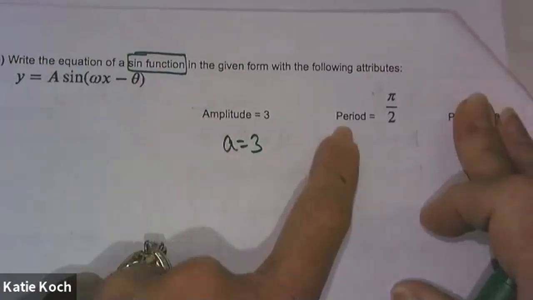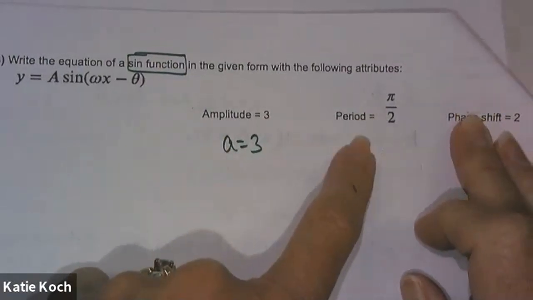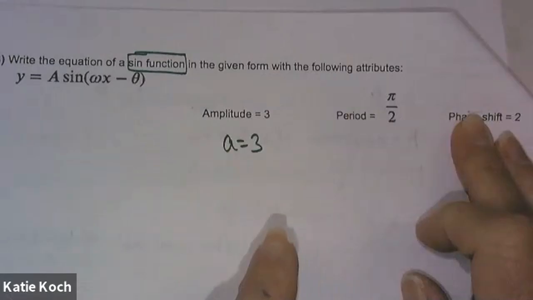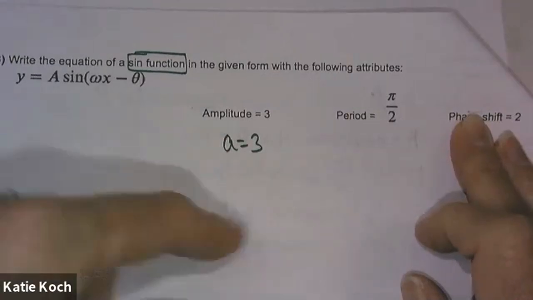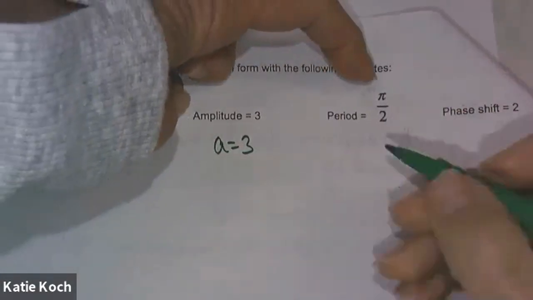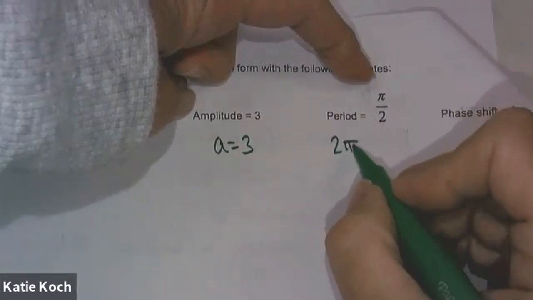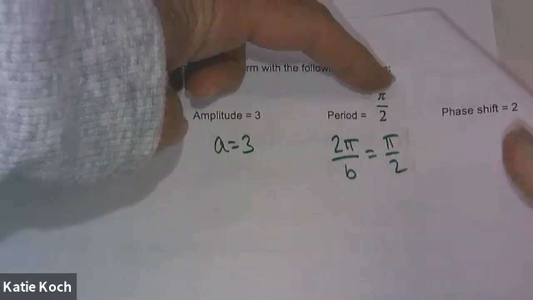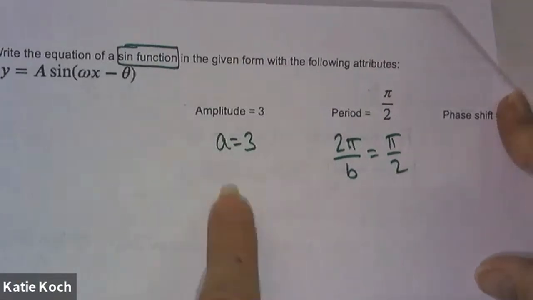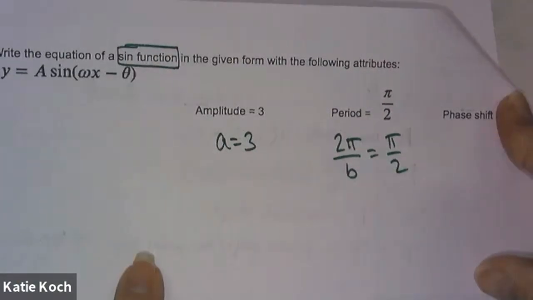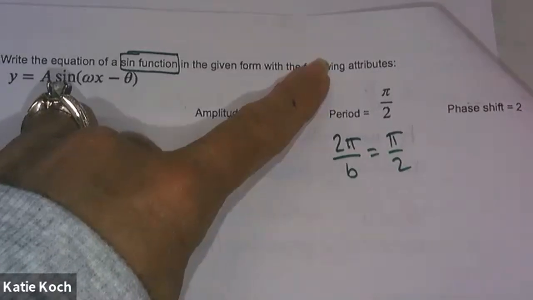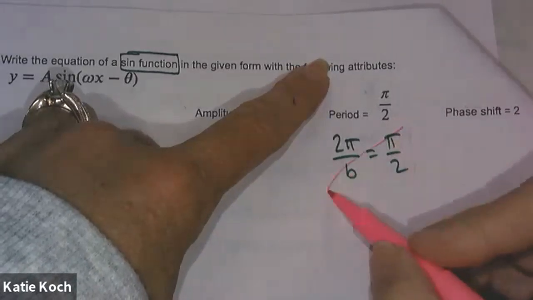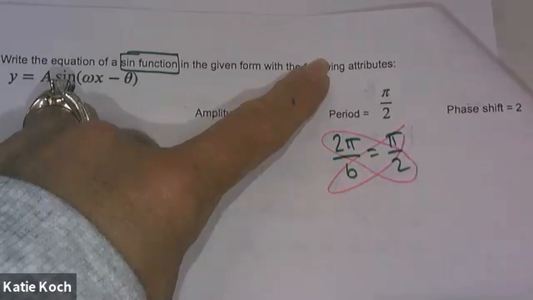Now they tell me that the period is pi over 2. But I need to know what B is, not what the period is. So I actually have to do a little bit of a calculation or a little bit of thinking here. The period is 2 pi over B. So they're telling me 2 pi over B is equal to pi over 2. I'm hoping you can just look at that and know what B is. But if not, you certainly could cross multiply to figure out what B is. That works as well.